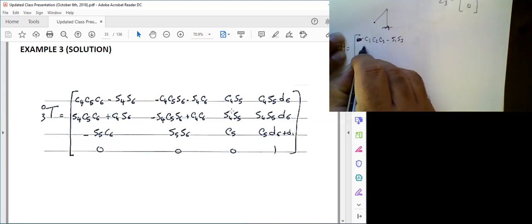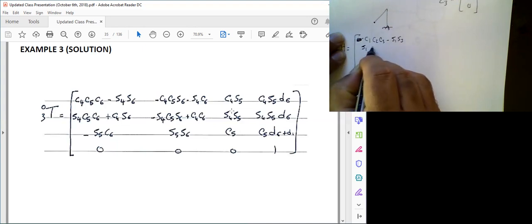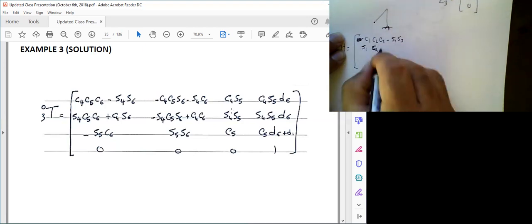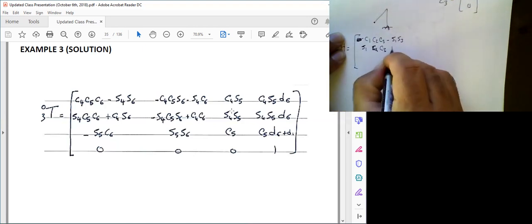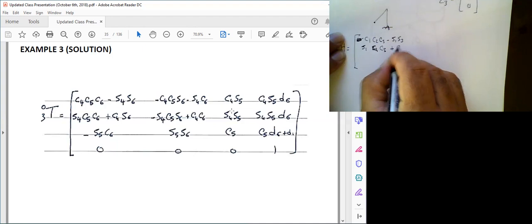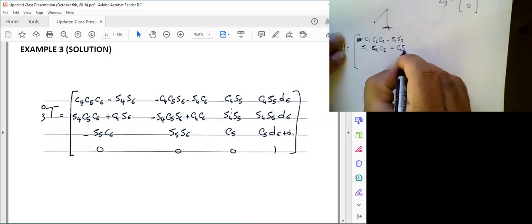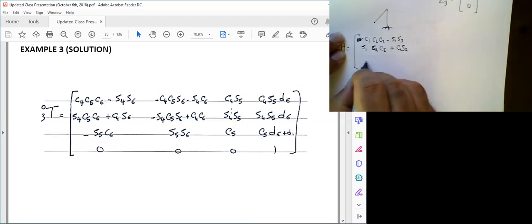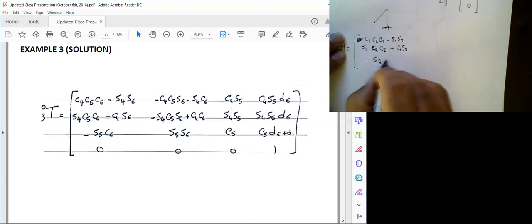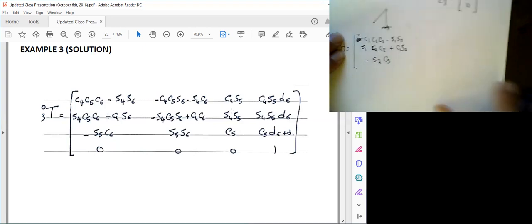And then what I have here is S1, C2, C3 plus C1, and then this guy is going to be S2, and then the third one is going to be what? Minus sine 2, C5, okay?